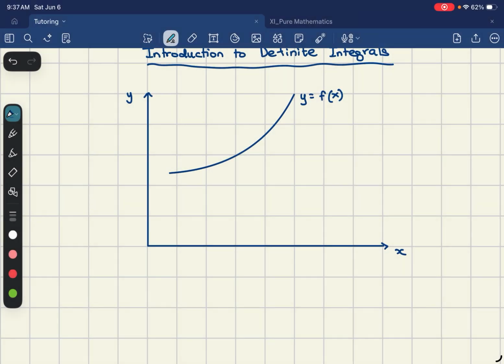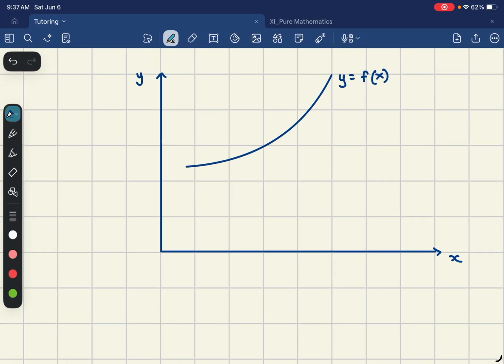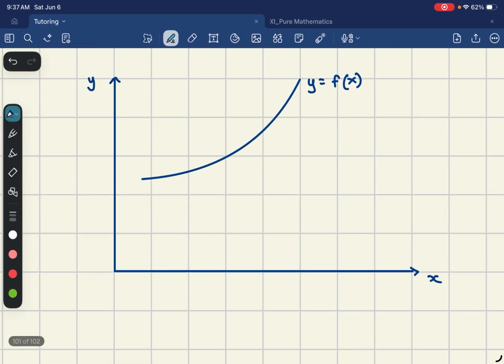In this video, we're gonna go over definite integrals, and this is the last topic for chapter 6. So suppose you have the graph of a function, f of x, and you want to find the area under this curve. You start from A, and you go to B. So you want to find the area of this yellow part.